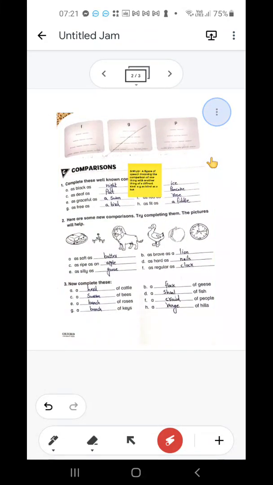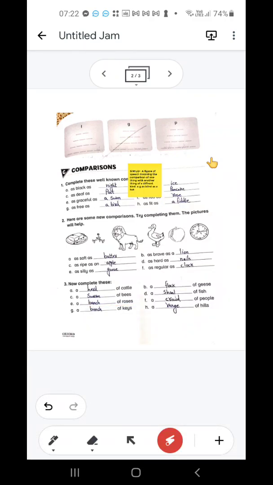Like this. A herd of cattle. Students, herd is a group of herbivore animals, right? Then a flock of geese. Flock, we use the word flock for a group of birds. Then a swarm of bees. Swarm is a word that we use for a group of insects. Okay. Then a shoal of fish. Shoal is a word that we use for a group of fish.